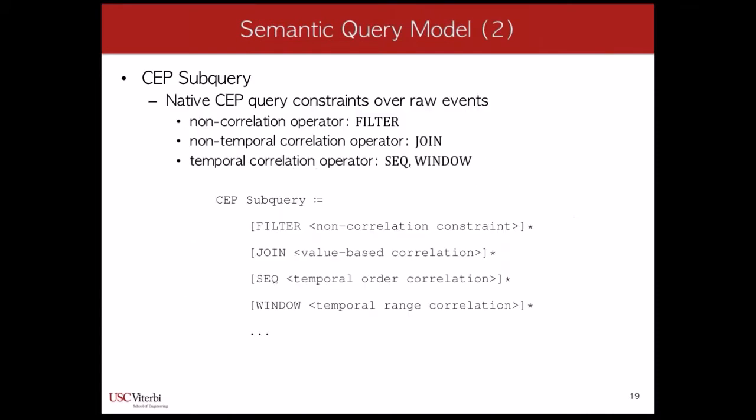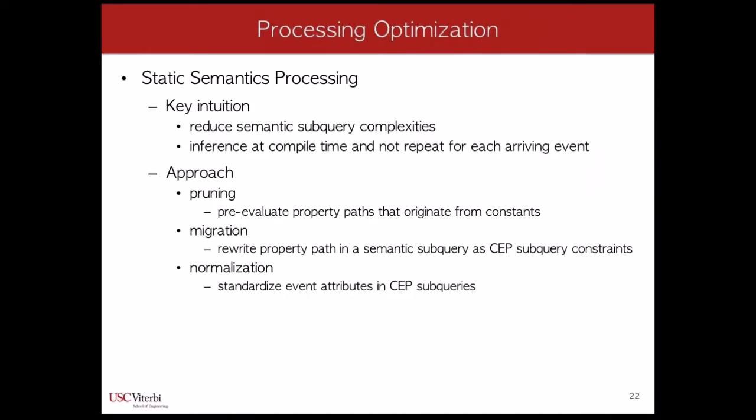There are some problems with this approach, because we all know that semantic queries are very, very expensive. It usually takes several hundred milliseconds to process just one query. So we need to do some optimization to improve the throughput of the query evaluation. What we do is from two aspects. Firstly, static semantics processing. The key intuition is to reduce the semantic subquery complexity by performing the semantic reasoning and the matching at compile time.